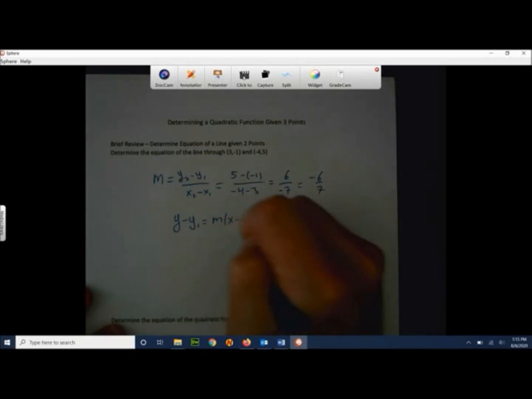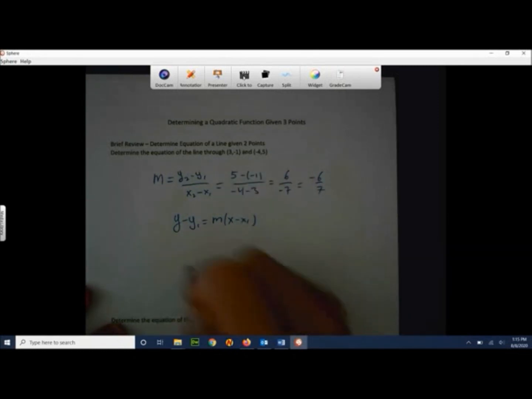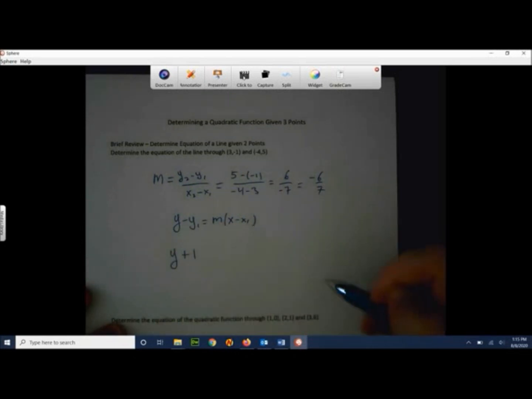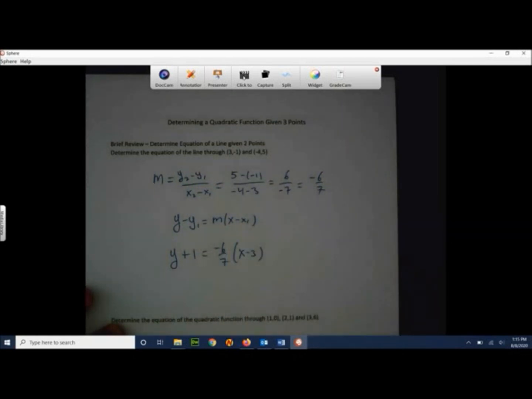And then we could use y minus y1 equals m times x minus x1. Of course, we could have also used y equals mx plus b, but I didn't know the y-intercept, so this was easier to me. So we would have y minus negative 1, I'm going to write that as y plus 1, equals negative 6/7 times x minus 3. All right, so there's a quick review of finding the equation of a line.